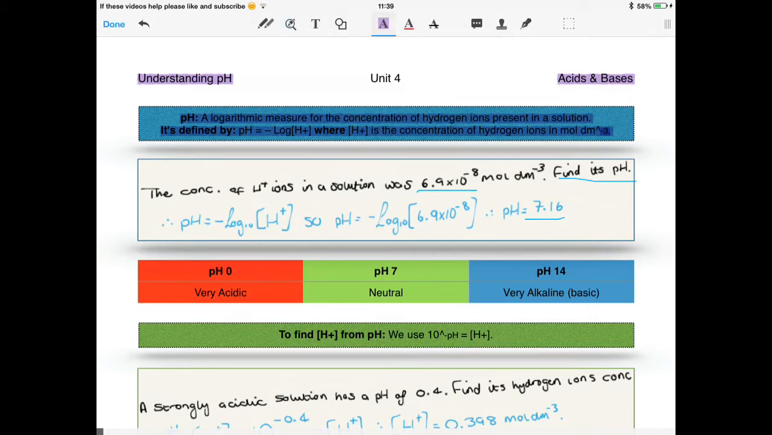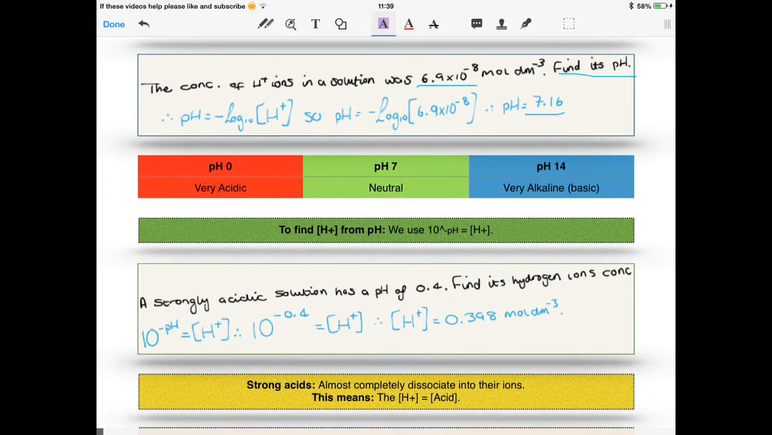So, moving on, we should know this from GCSE, but when pH is low, so for example pH 0, the solution is acidic, so in this case it's very acidic. A pH of 7 is neutral, and a pH of 14 is very alkaline or very basic.